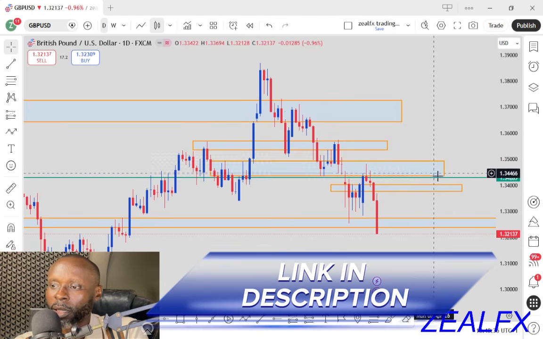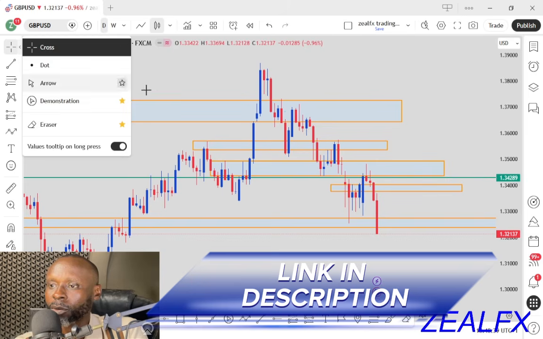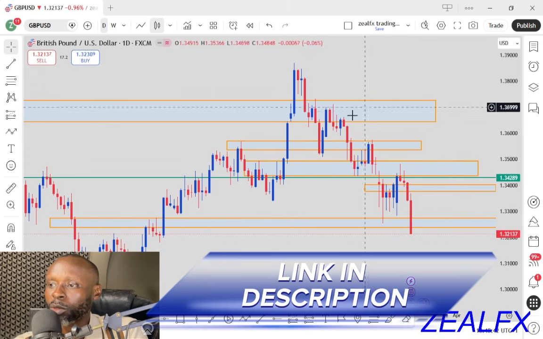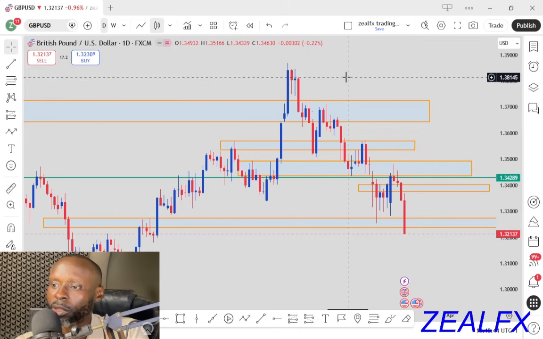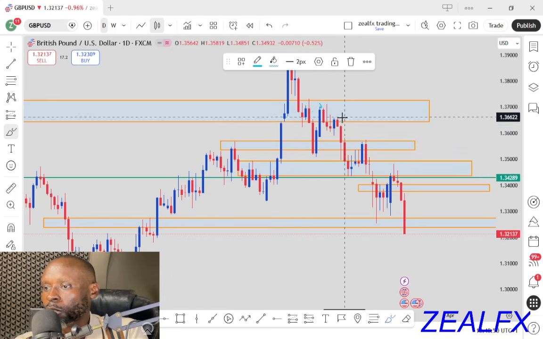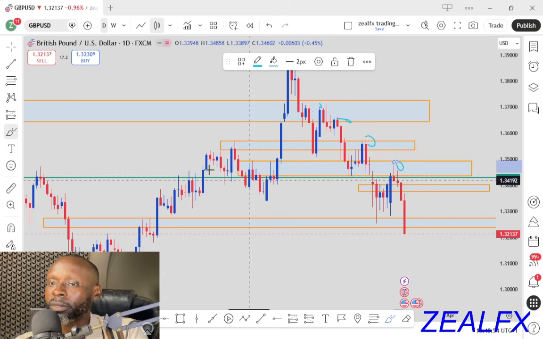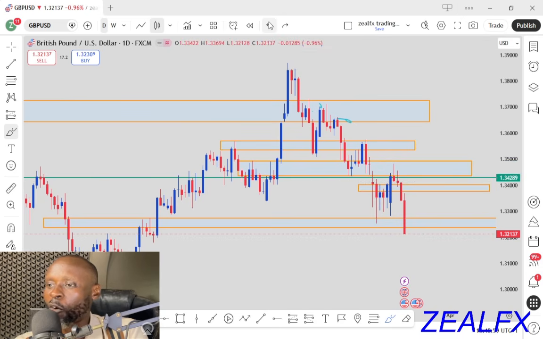So let's continue with the analysis. So let's look at the pounds USD. On my daily chart, we can see we still have the pounds USD creating a series of lower highs, lower high, lower high, lower high. So as long as price is creating this series of lower highs, our job is to look out for more selling opportunities this week, so long as we have this strong bearish trend.